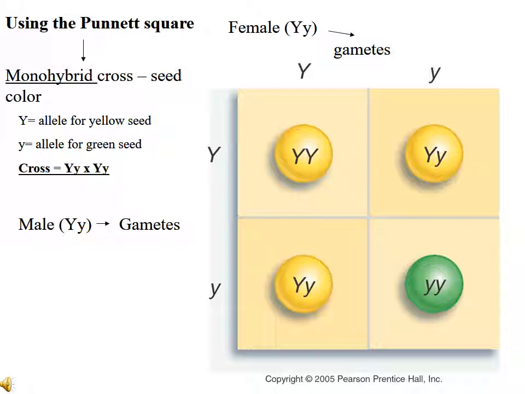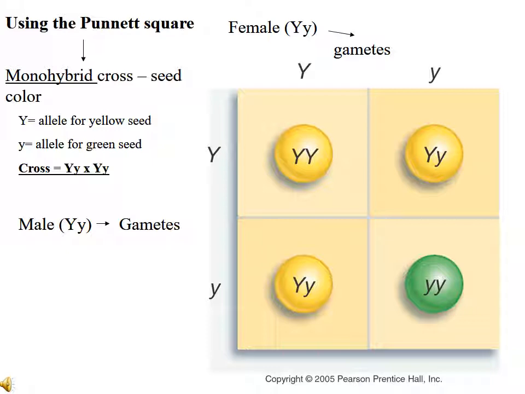So, as you can see to the left, we have big Y, little y. Well, it turns out that the genotype for the female is also big Y, little y. Therefore, the gametes will also be big Y, little y. So now we see the possible gametes that are being formed by the female and the possible gametes that are going to be formed by the male. Remember, all of this takes place during meiosis. So now we have gametes to the left, gametes on top, male to the left, female on top.